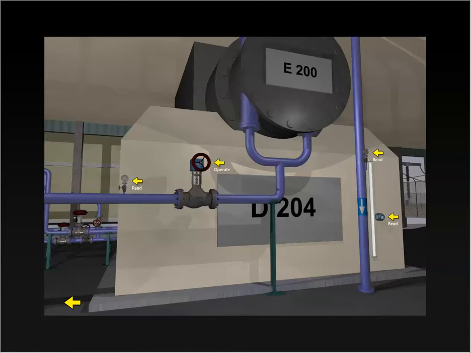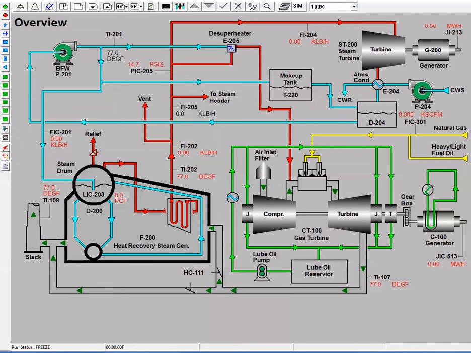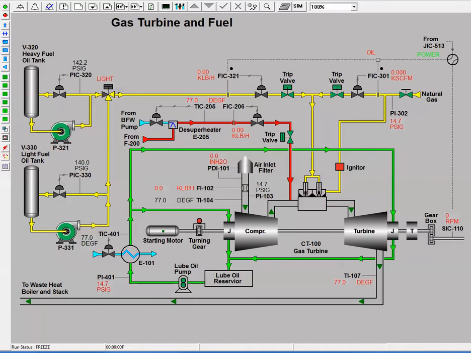Along with the virtual reality outside operator, we will now preview the DCS screens. On the overview, once again we can see the entire system, which primarily consists of a fuel system, two turbines, a boiler, and cooling water systems. On the gas turbine and fuel screen, we will see the three fuel types available to power the gas turbine. These include heavy fuel oil, light fuel oil, and natural gas. The trainee will go through exercises switching from natural gas to these different types of oils while running the plant.